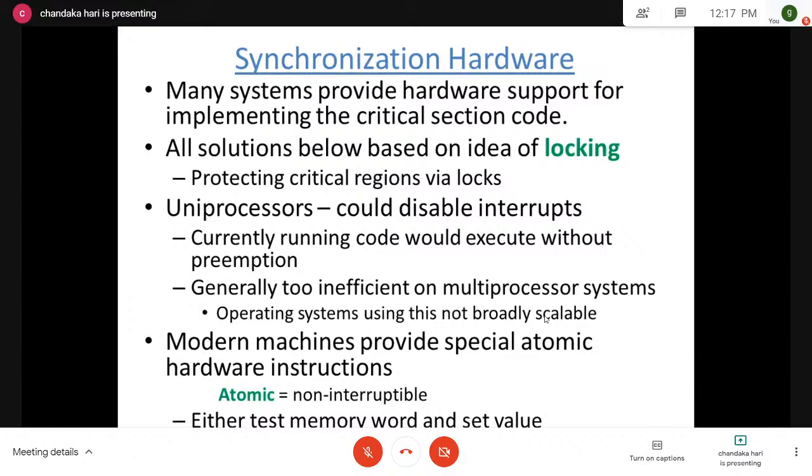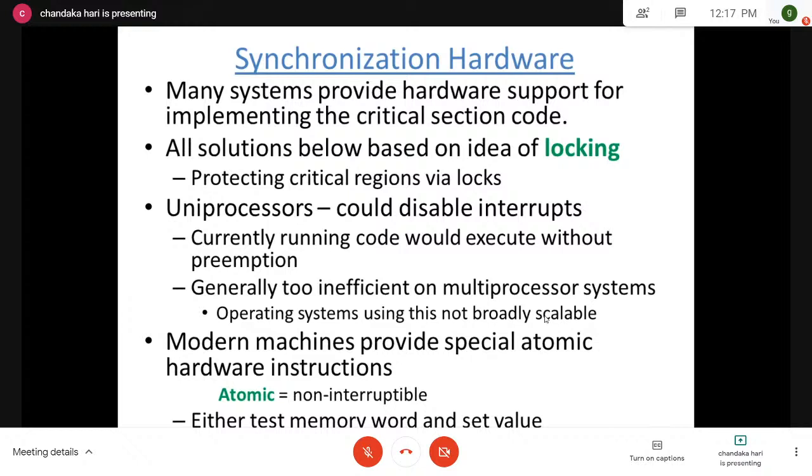Now we're going to see some of the techniques. What is synchronization hardware? Many computer systems provide hardware support for implementing critical section code. You know what is a critical section?